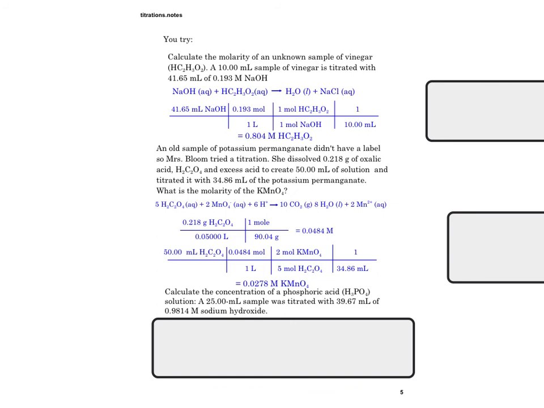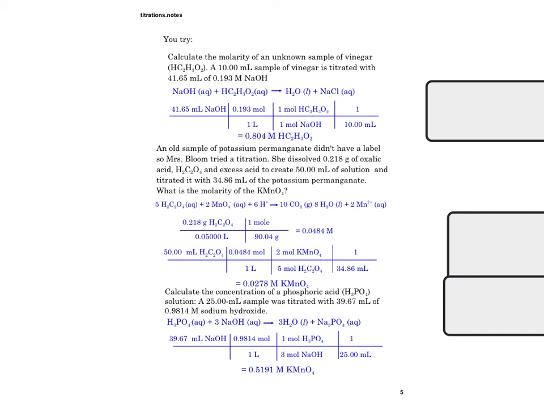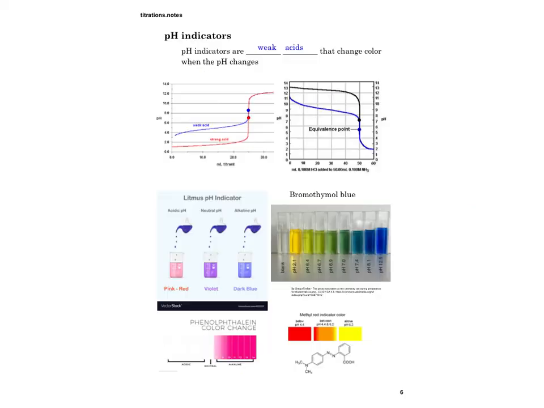And for the third one, we're looking at a triprotic acid, phosphoric acid, so it's an acid-base titration, but it's a 3-to-1 ratio. So it looks pretty similar to the one at the top, but the stoichiometry is different. So that is how we solve titration problems.